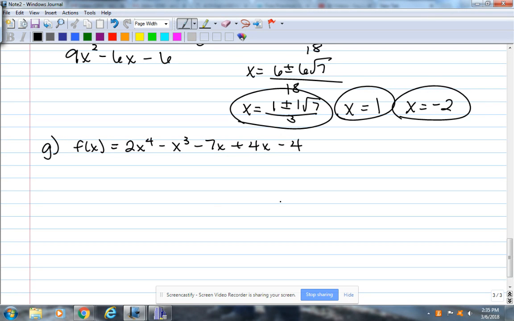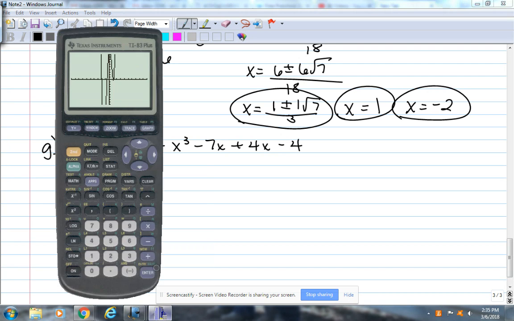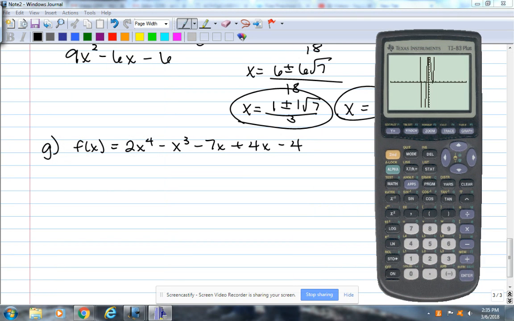All right, so let's graph them. Go to y equals, hit clear. 2x to the 4th, minus x to the 3rd, minus 7x, plus 4x, minus 4. And hit graph. Boom.